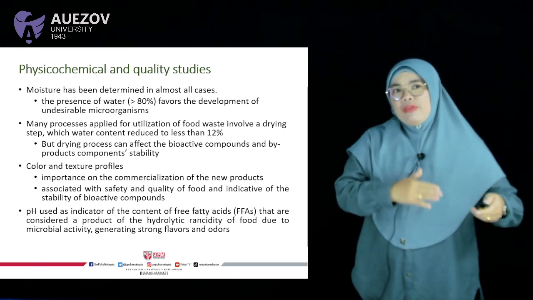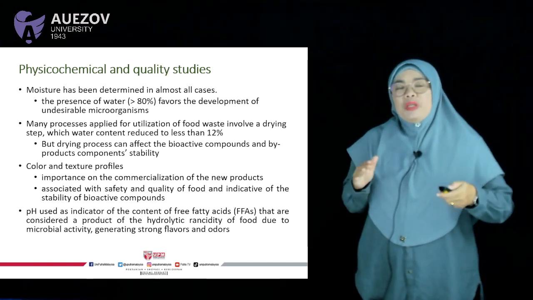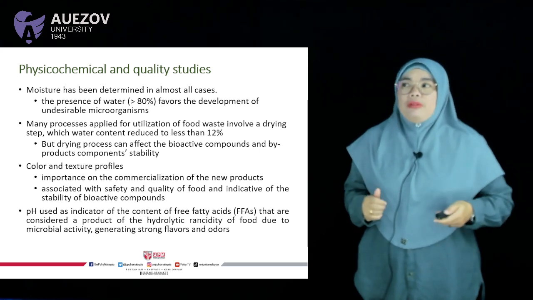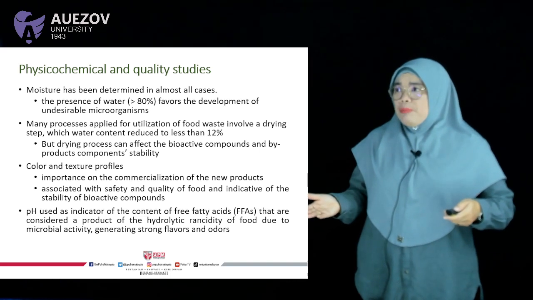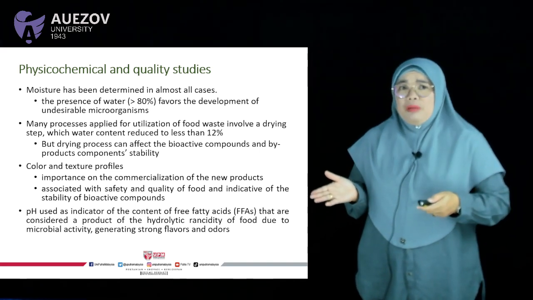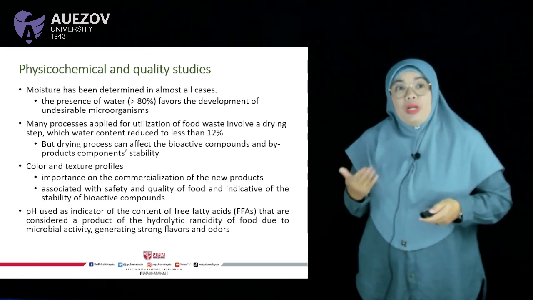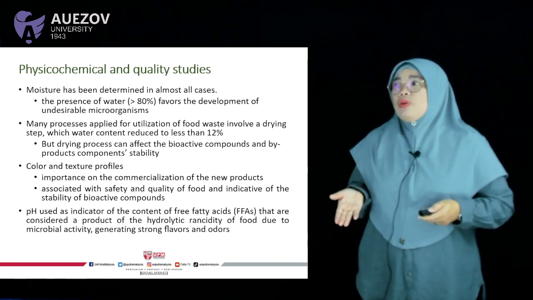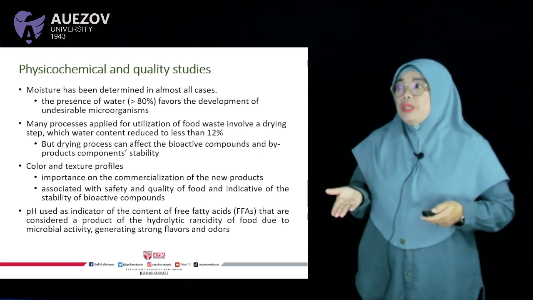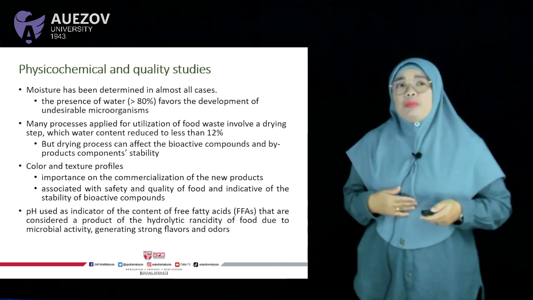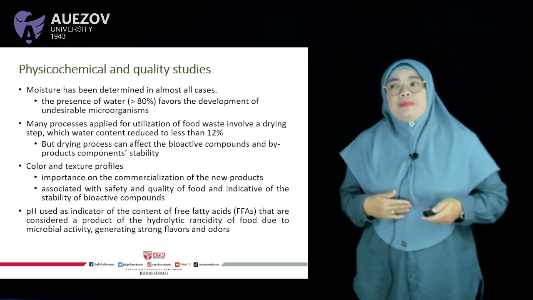But at the same time, you need to be careful when we do drying. Sometimes it will affect the quality of the bioactive compound, so you need to select the proper temperature for the drying process. The next one is color and texture profile. This is also an important characteristic required for commercialization of a new product, and it is also associated with the safety and quality of the food. Another one is pH, used as an indicator of the content of free fatty acid.